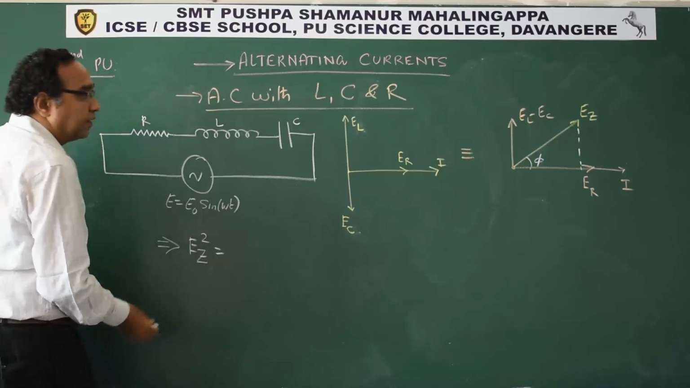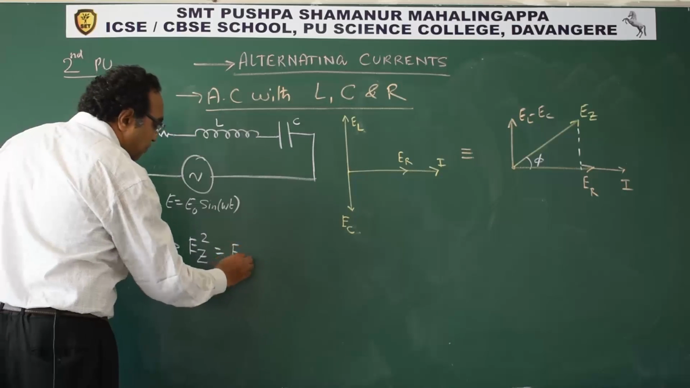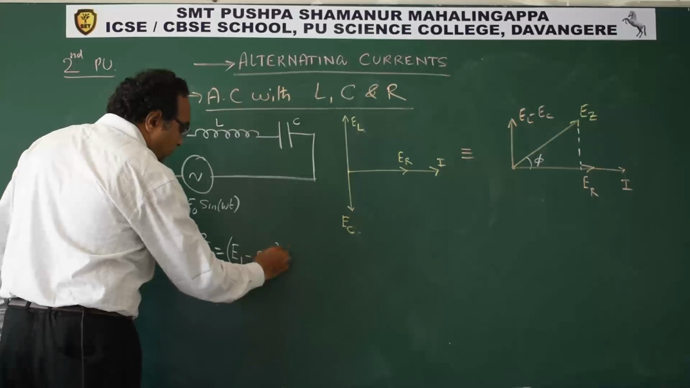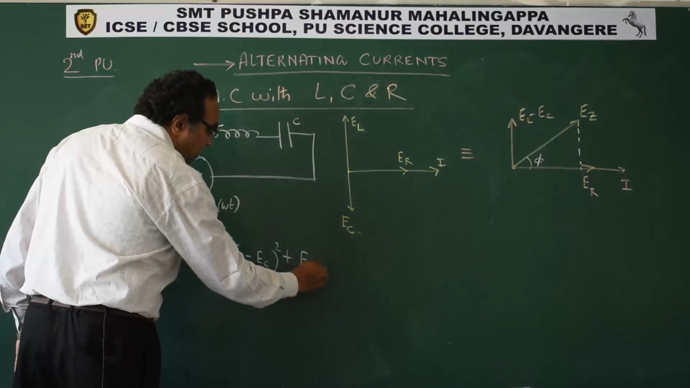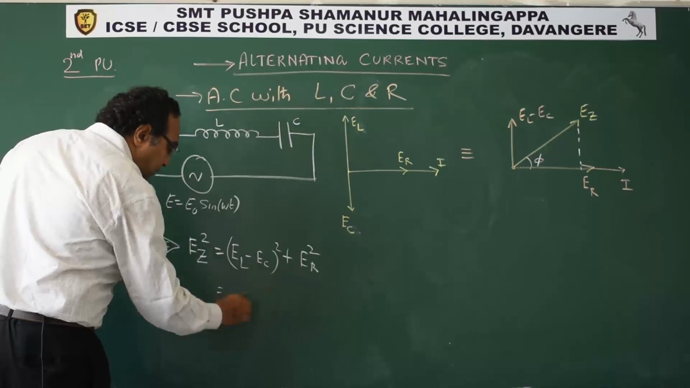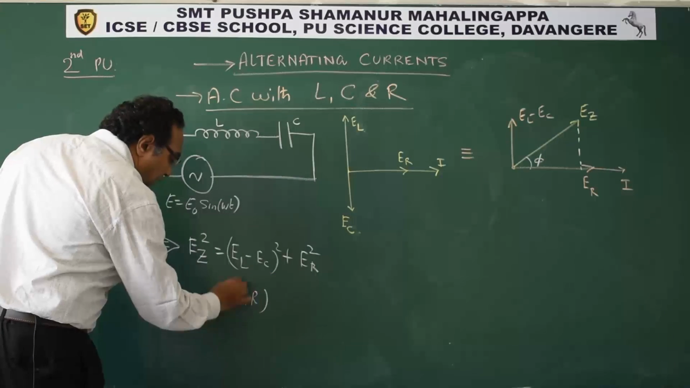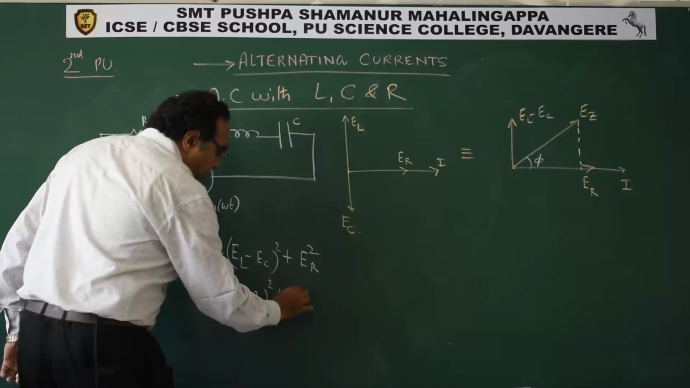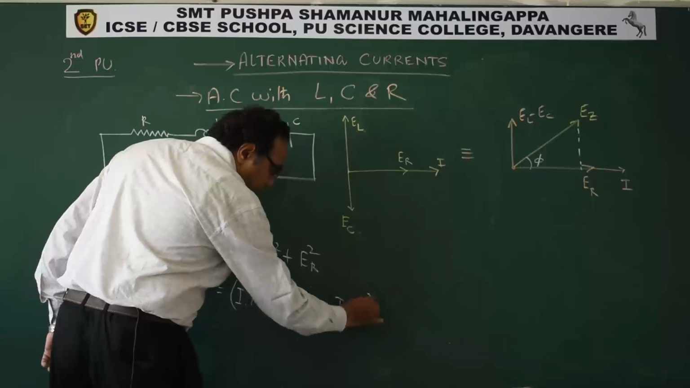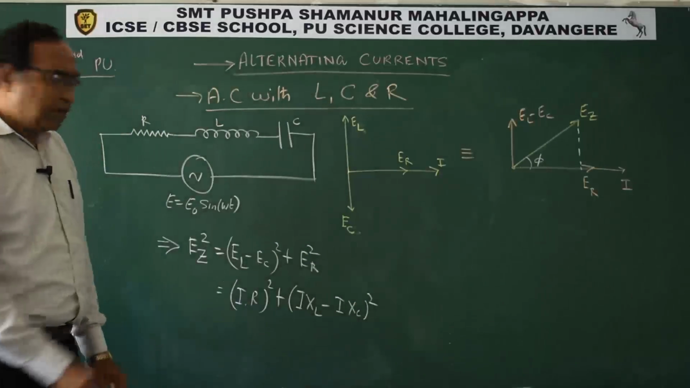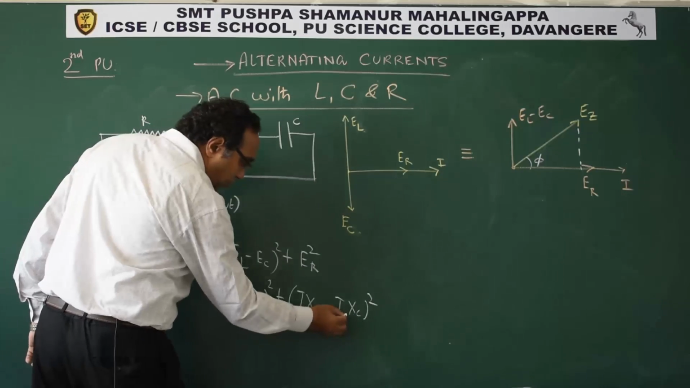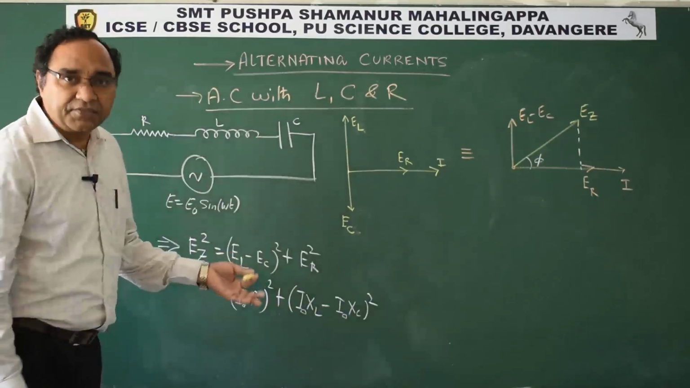E square is equal to EL minus EC the whole square plus ER square. So what can we write this as? ER is what? I into R the whole square plus I into XL minus I into XC the whole square. We can write like this. You can write this way also. You can write I naught here, I naught here. In any case, it is getting cancelled out.